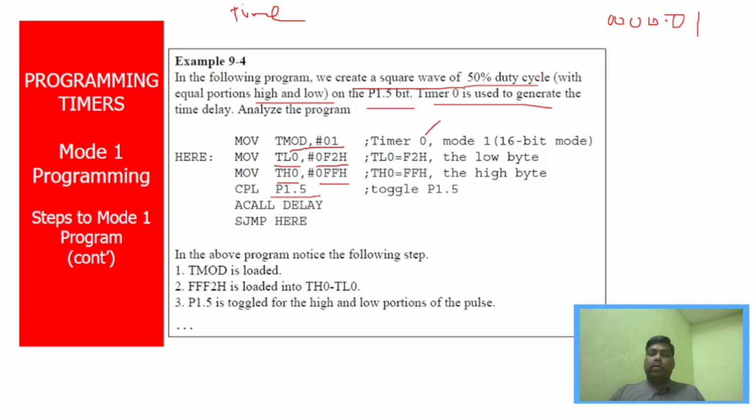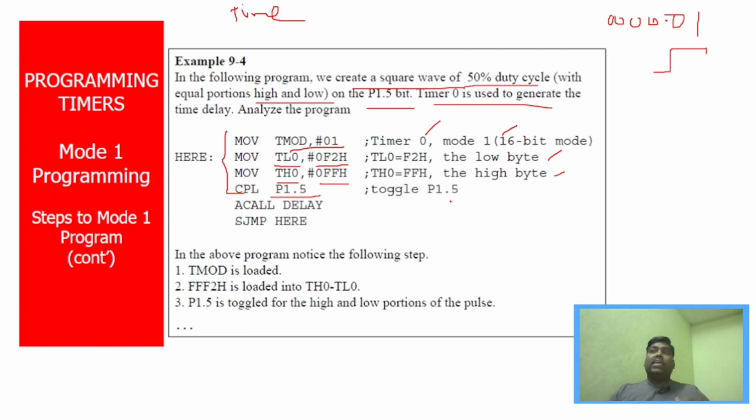What this operation will do: if it is 0, it will make that pin 1. If it is 1, it will make that pin 0. Now this is the common operation which we normally do. These three operations select the timer, then load the TH value and TL value. And here we are toggling this pin. If it is low, we are making it high. If it is high, we are making it low.